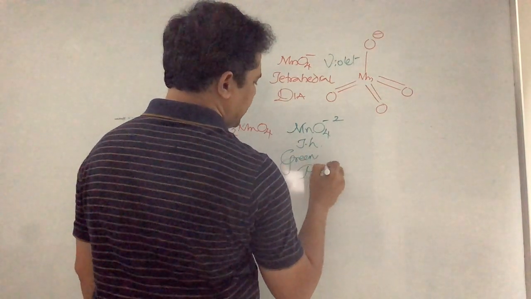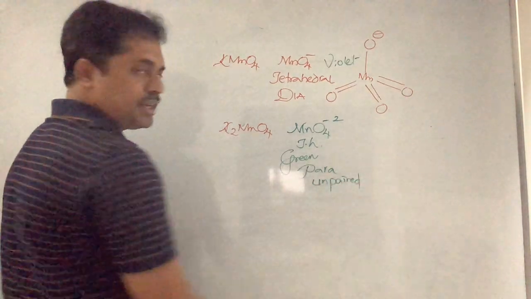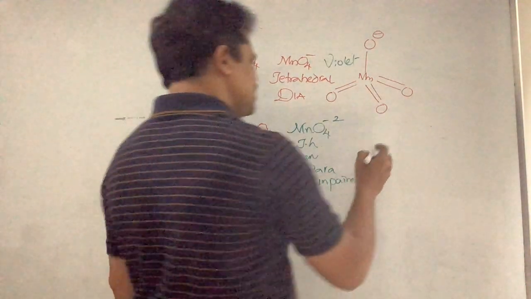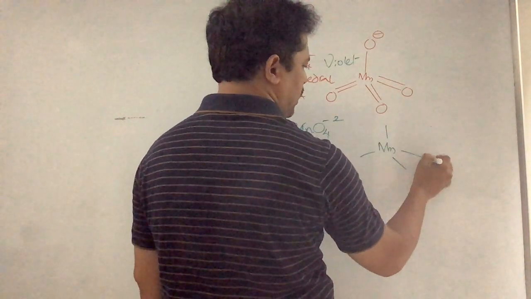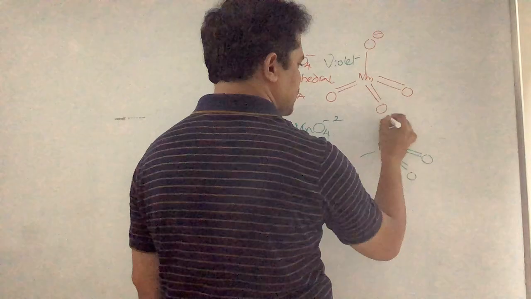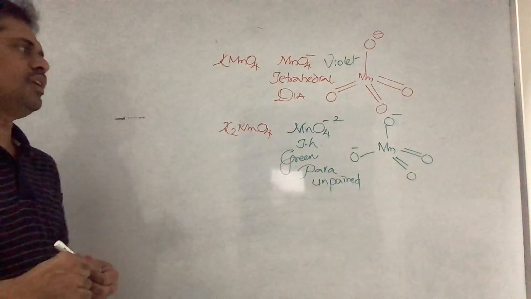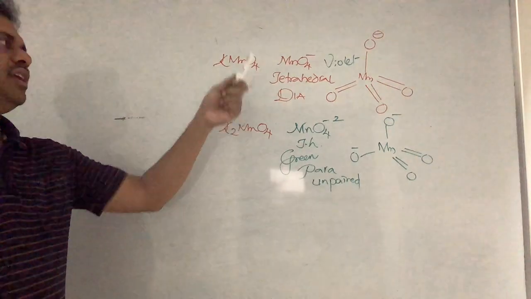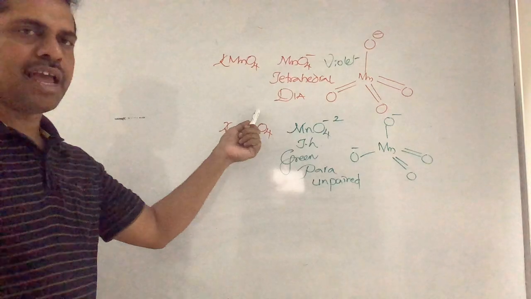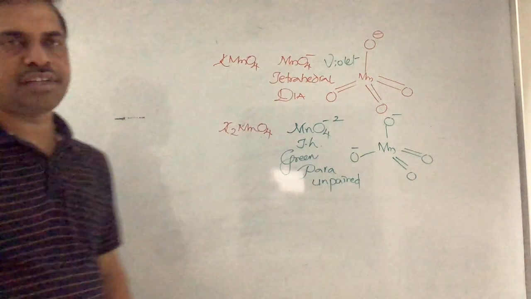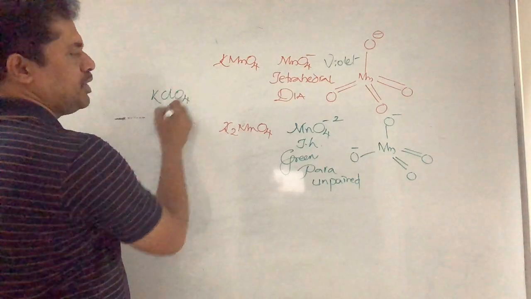It is paramagnetic because of the unpaired electron. Structure is going to be almost the same. Mn, 2 oxygens with double bonds, 2 oxygens with single bonds, 2 minus charges. It's green in color, it's violet in color, both are tetrahedral, both are sp3 hybridized, but this is diamagnetic and this is paramagnetic. You know, KClO4 structure will be the same.